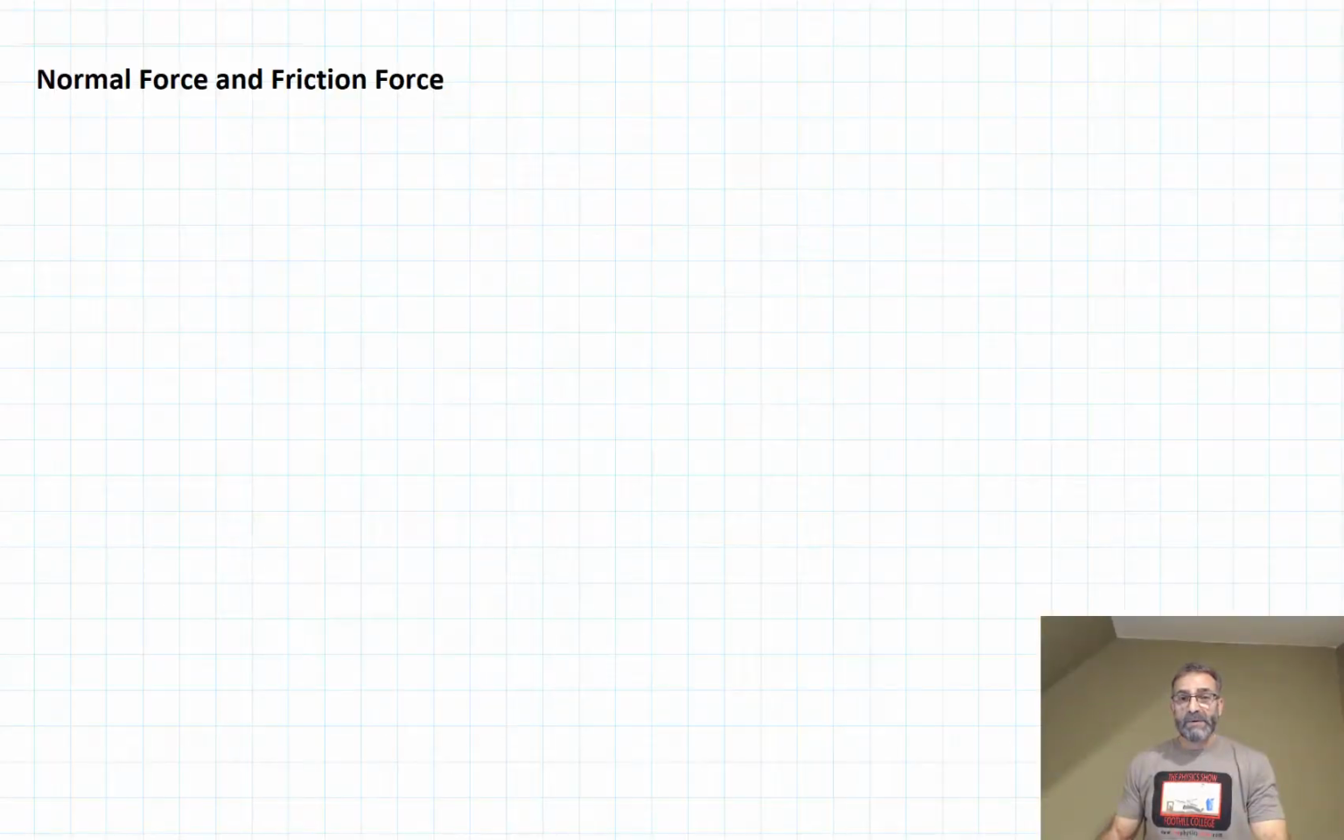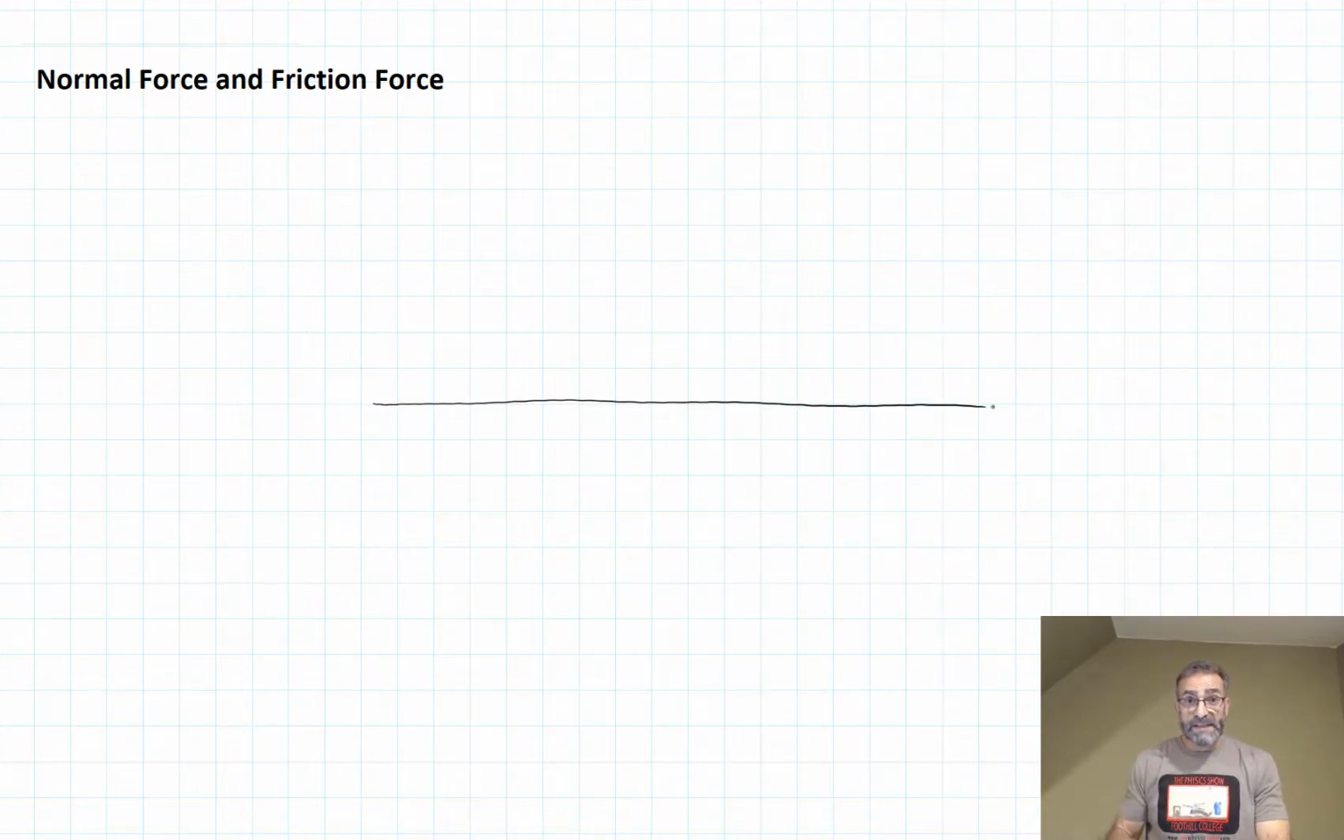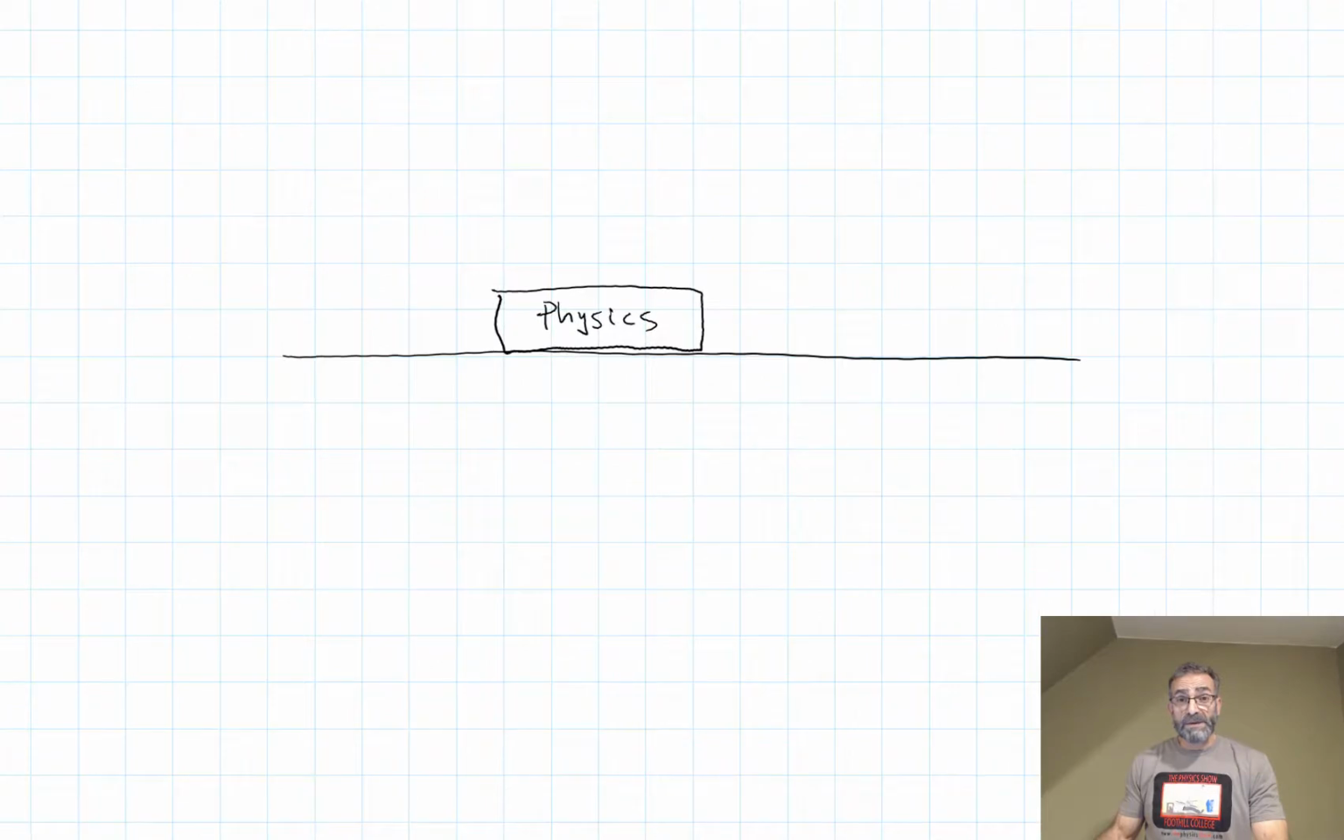Let's talk a little bit about normal forces and friction forces. That's how surfaces interact, and we deal with these forces quite often. Here I have a surface, and if I put a physics textbook on top of my surface, now it's being held up by a normal force.